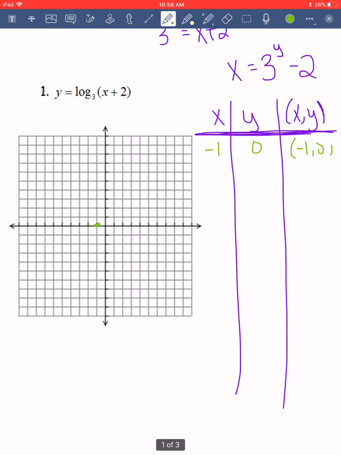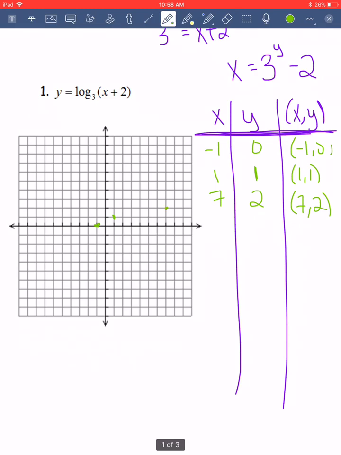Okay, now let's plug in positive 1. So 3 to the positive first power is 3, minus 2 is 1. So I have a point at 1, 1. Okay, next step, I'm going to plug in 2. So 3 to the second power is 9, and then 9 minus 2 is 7. So I have a point at 7, 2.